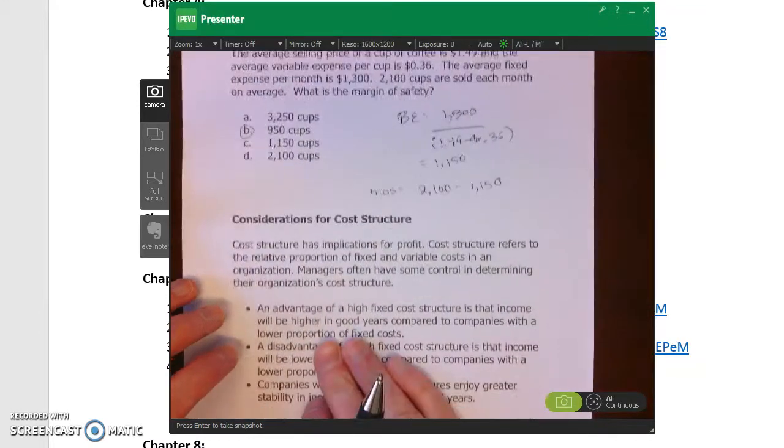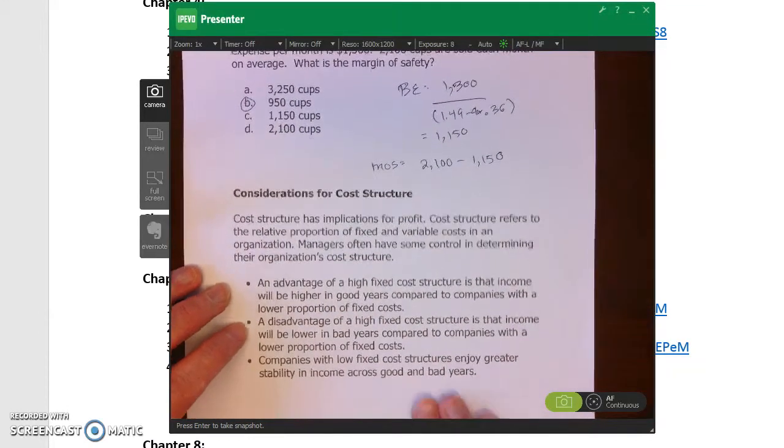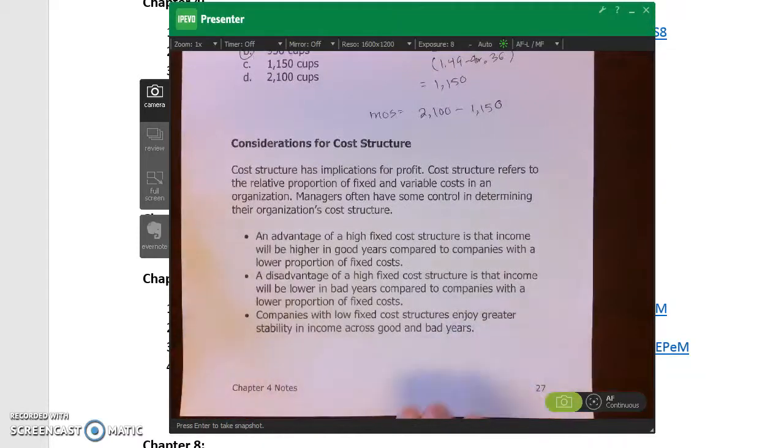The last thing I want to talk about in this lecture video is operating leverage. Cost structure has implications for profit. Cost structure is talking about the relative proportion of your fixed costs and variable costs. And remember, we can separate our total costs into fixed and variable. So what is the proportion of your total costs that are fixed versus variable?